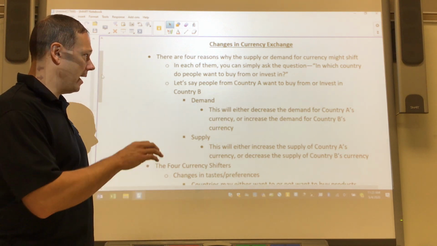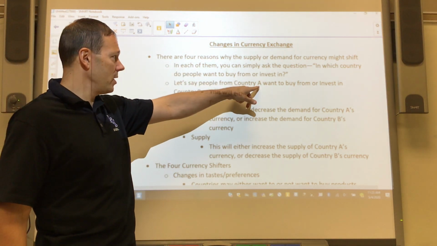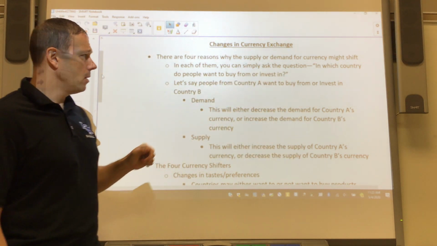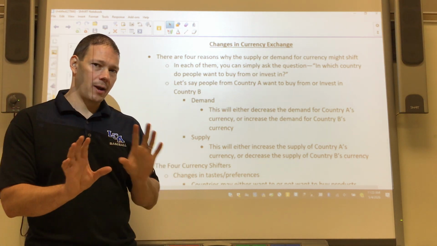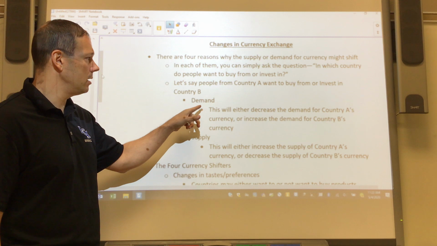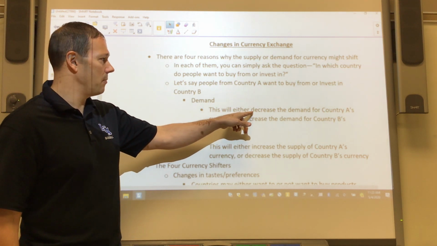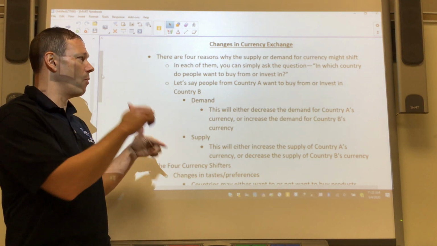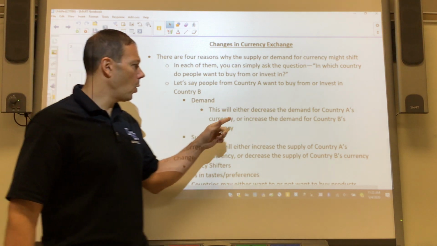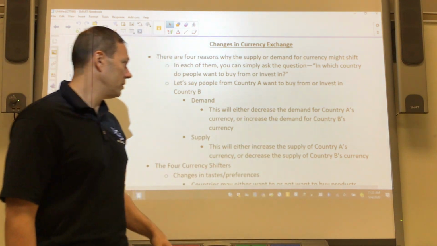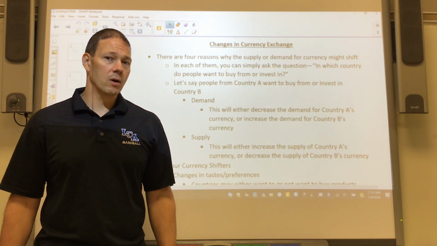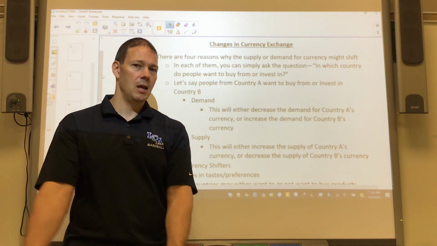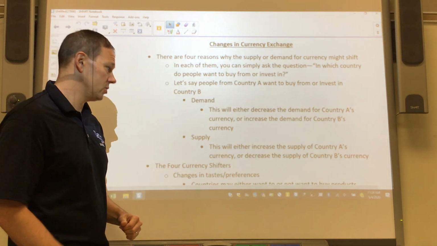Let's say, for example, that people in country A want to buy or invest in country B. It depends on which market they're asking you to draw or consider. With demand, this either decreases the demand for country A's currency, because people in country B comparatively do not want to buy or invest in country A, or you could also say it increases the demand for country B's currency. In order to buy things from country B or invest in country B, guess what? You need their currency. So that increases the demand for country B's currency and decreases the demand for country A's currency.